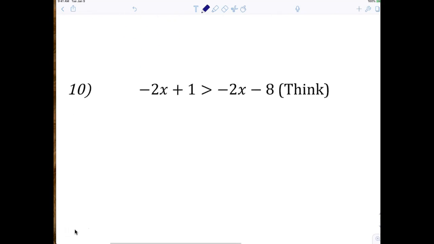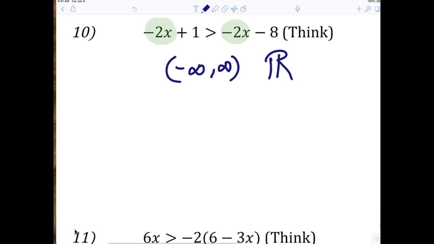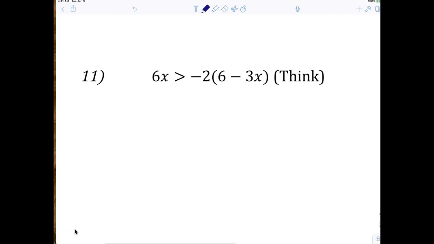All right? Let's check out number 10. Yes, because in this case, the negative 2x's would cancel out. Right? So you get 1 is greater than negative 8. Is 1 greater than negative 8? And it is what? Always greater. So you can do that, remember, or next year your teacher might give that symbol, all right, which is all real numbers. All right, any questions?